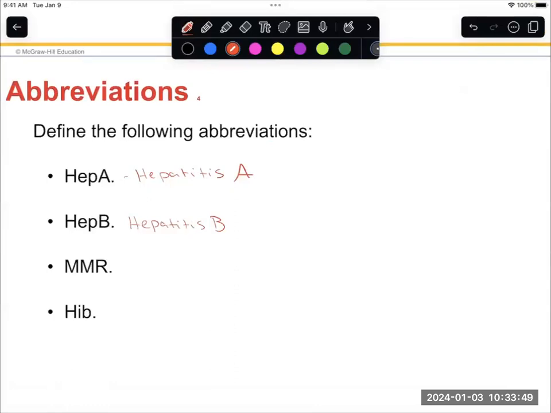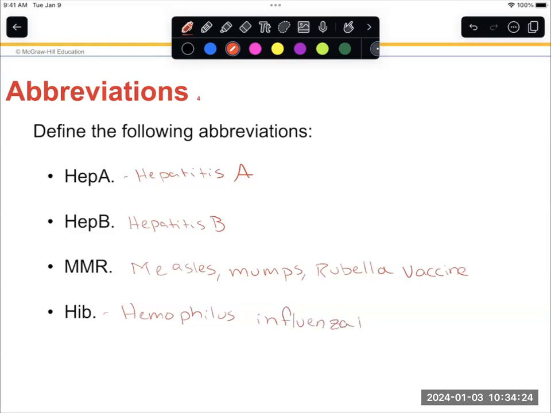MMR. This is a type of vaccine. Both, so are those, but they're also a type of disease. Measles, mumps, rubella. And this is that vaccine. HIB, HIB is Haemophilus influenza type B.